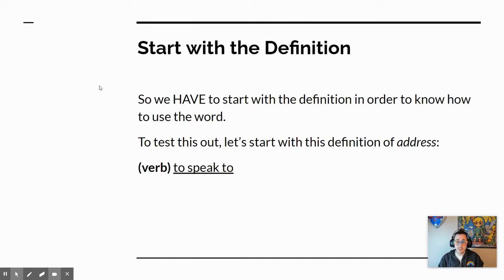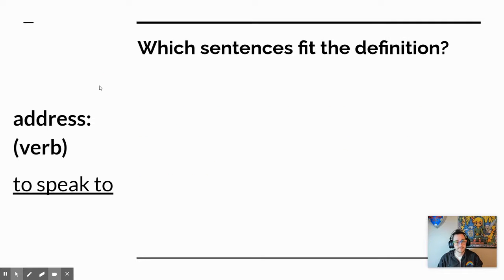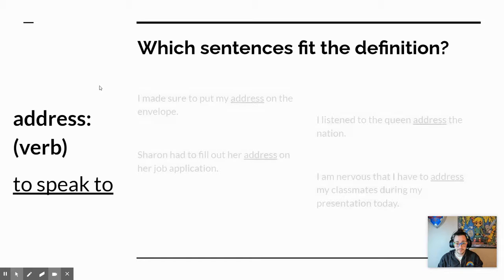So starting with the definition for this one, we have to start with the definition in order to know how to use the word. So to test this out, let's look at a few examples. Using the definition to speak to, which sentences fit the definition to speak to?